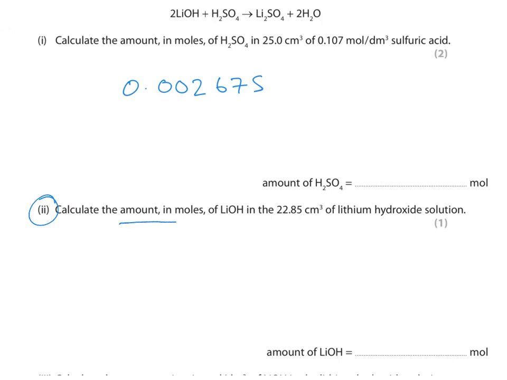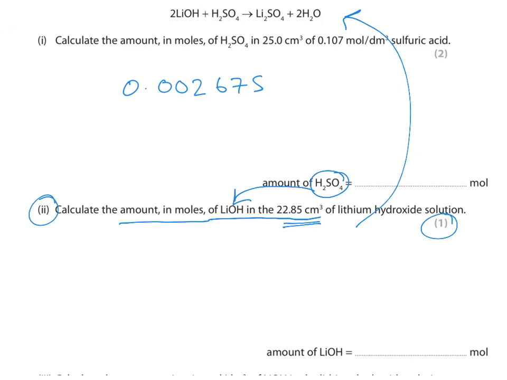It says calculate the amount in moles of lithium hydroxide in 22.85 of lithium hydroxide solution. Only one mark. And I actually don't need to use this value yet. This is just the value that came out of the burette. What I use now is if I'm going from one substance in moles to another substance in moles, then I need to look at the balanced equation up here. So any time where I've just done something about one chemical and I now need to infer something about the other chemical, I need to use the balanced equation at the top of the page.